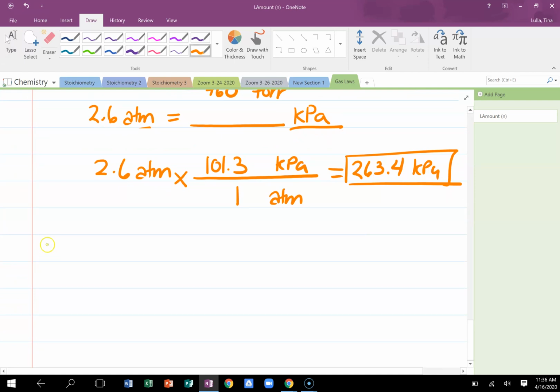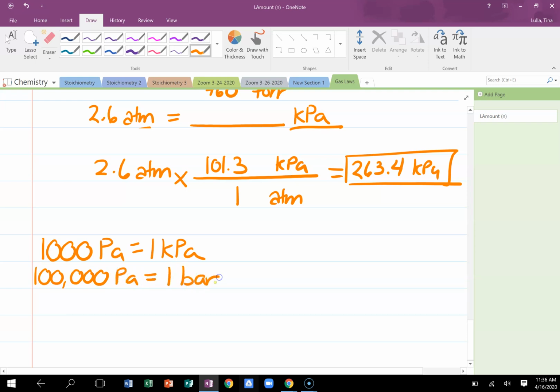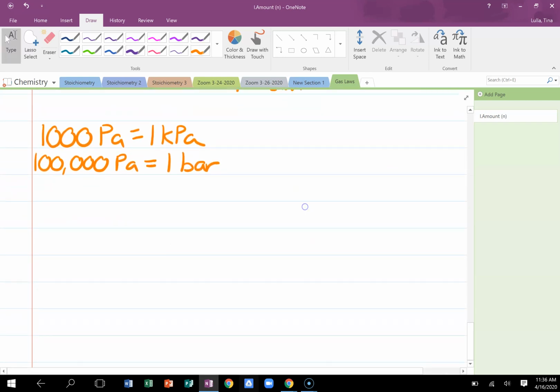Okay. Now we have a few more conversions that are not in our line of conversion. So, for example, we also need to know that 1,000 pascals is 1 kilopascal, and that 100,000 pascals is 1 bar. So if we're given kilopascals or bar, then we might need to do a 2 or 3 step problem. Let me show you what I mean.